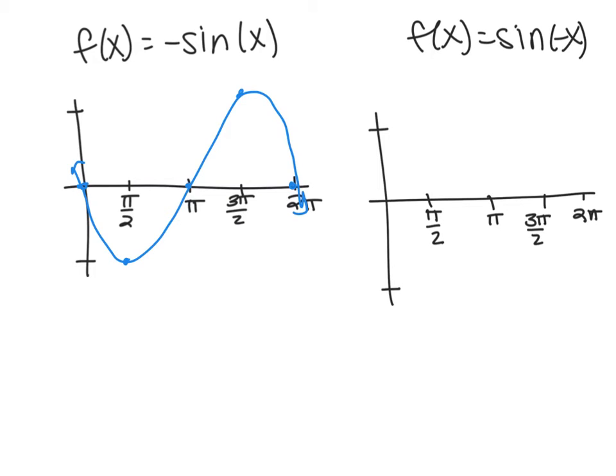When the negative's on the inside, you should have noticed as you did the table, the same thing happened. So all your zeros stayed the same. Pi over 2 is at negative 1. 3 pi over 2 is up at 1.